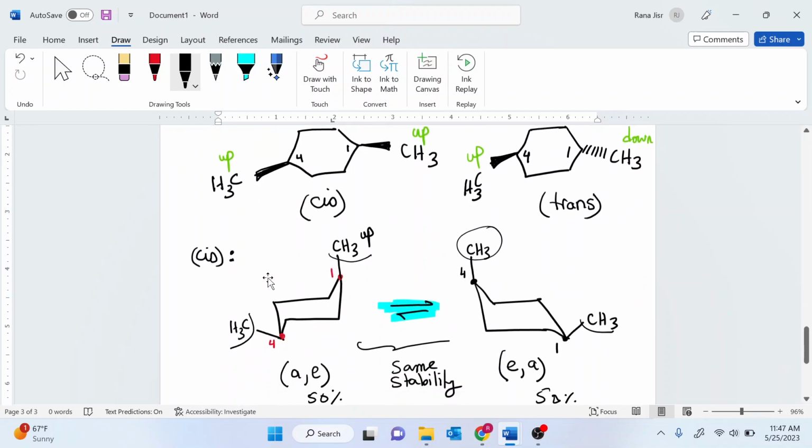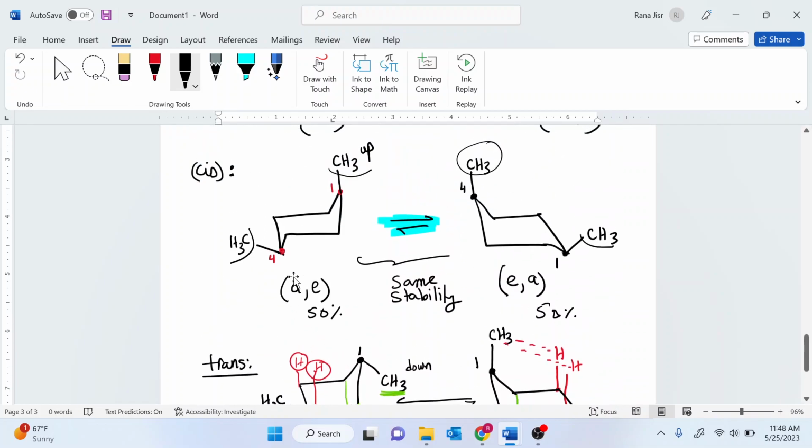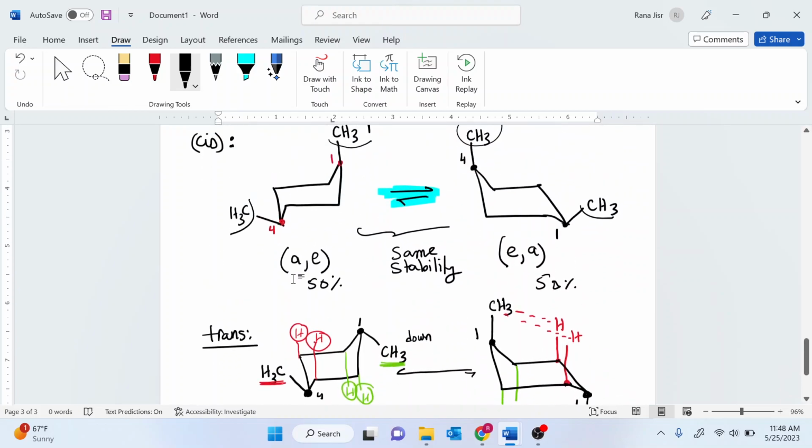So back to our question, which one of these chair conformations is more stable? Is it the cis or the trans? To locate the stable one, you need to have one conformer from them to be very stable. The trans has both substituents on the equatorial position. The cis has the same stability of conformers. So definitely now the trans is going to be more stable than the cis.